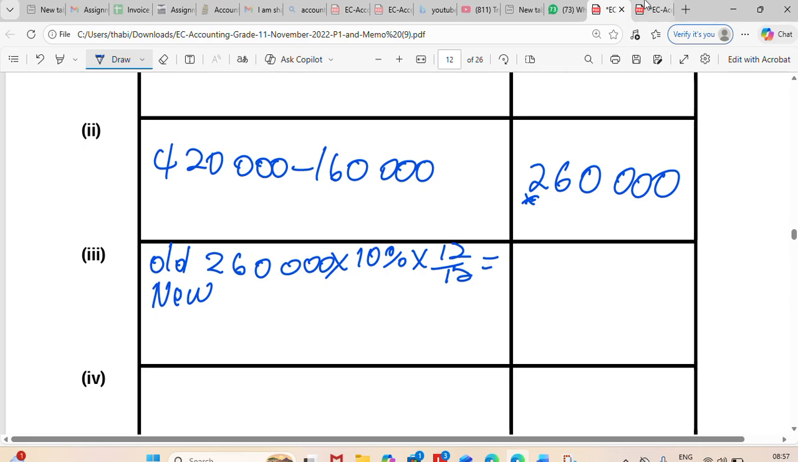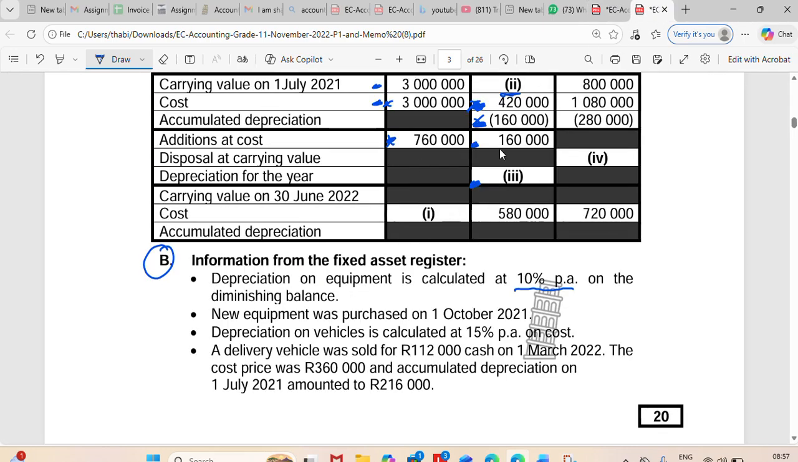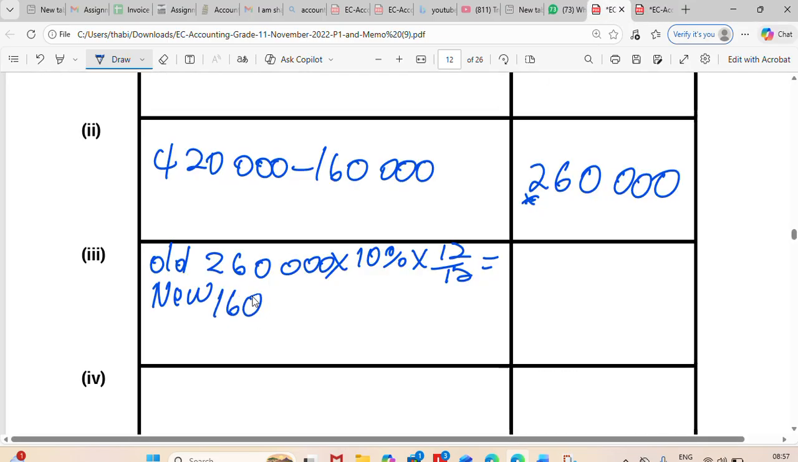New: just take the cost price only. How much is the cost price? 160,000. Are we going to minus any accumulated depreciation, since we're using the carrying value method? No, because this equipment was bought this year. We don't have any previous depreciation. So you just multiply by 10% and then you multiply by 12 over 12. So we're not minusing any accumulated depreciation on the new equipment. So we calculate there.